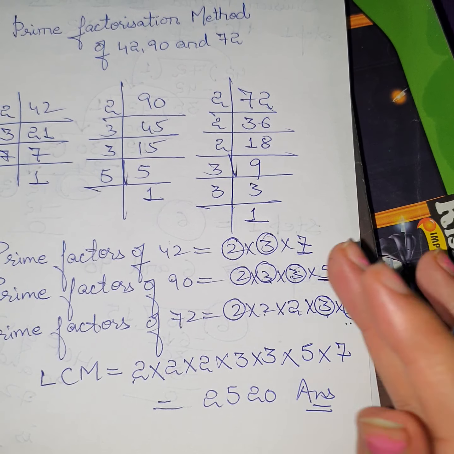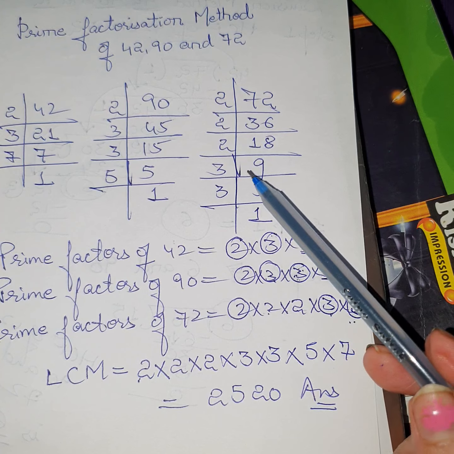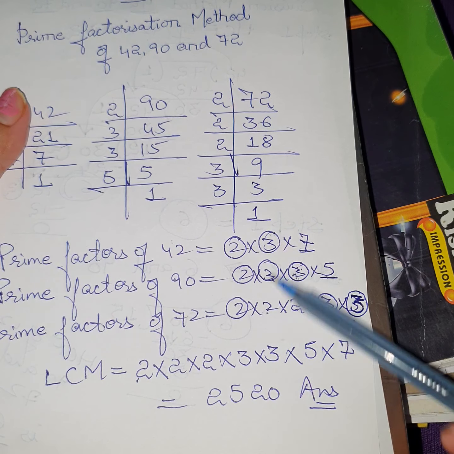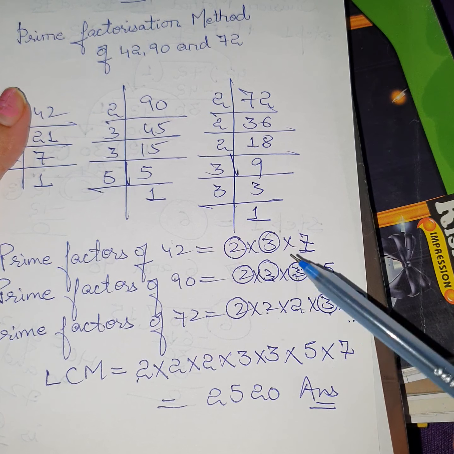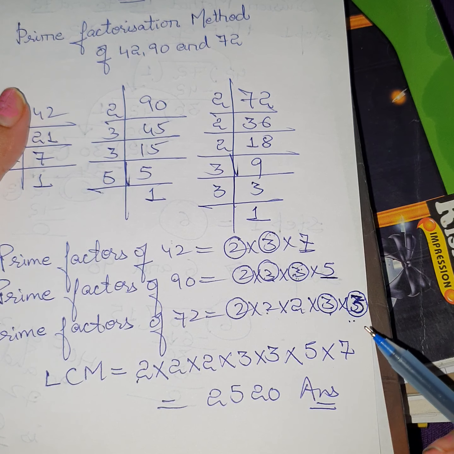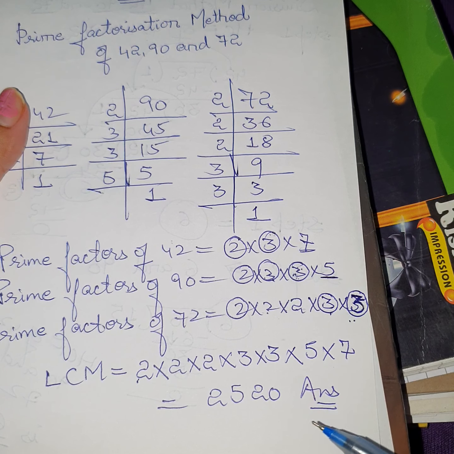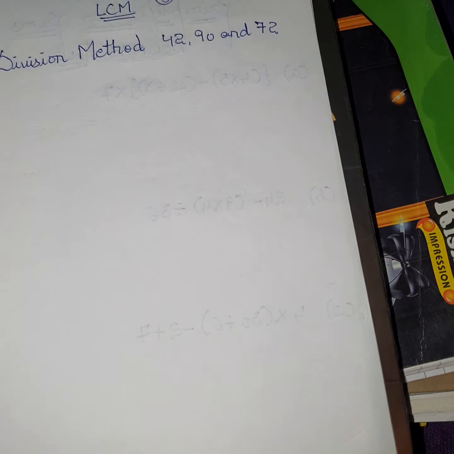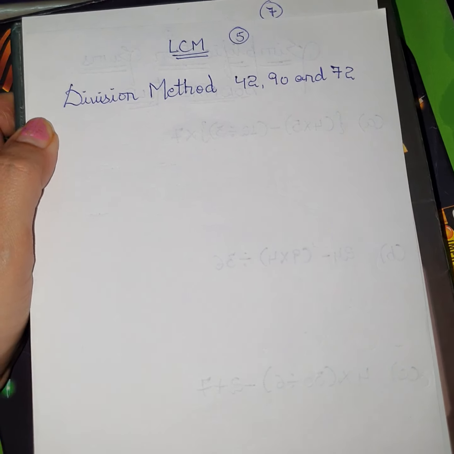Okay, students. So like this we can do the prime factorization method of LCM. You just focus on this thing. This is important. It means you have to take at last the numbers which are circled and uncircled. All the numbers you have to take to get the answer of LCM. Whereas in HCF we take only the circled numbers, not the uncircled numbers.